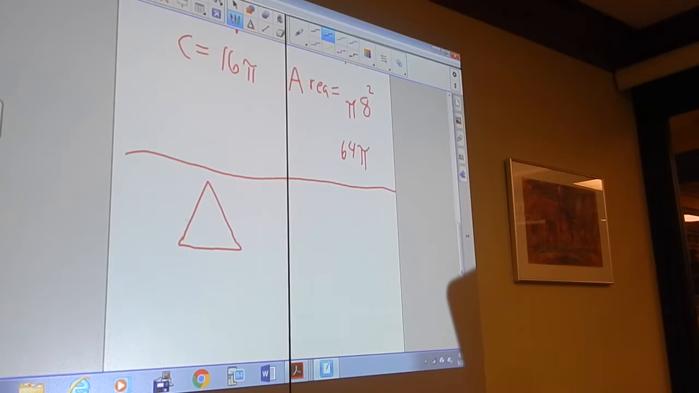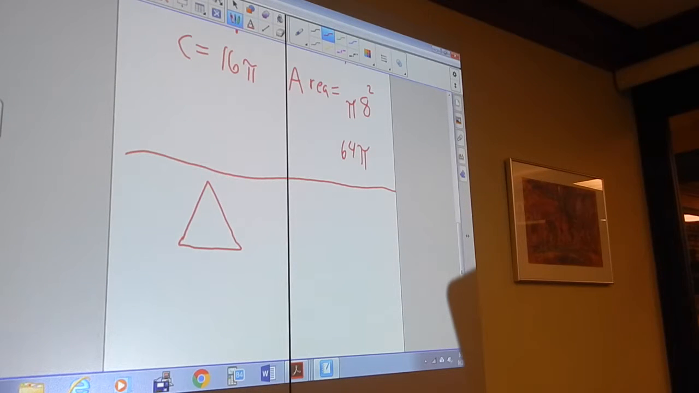Triangles. The basis of trigonometry. Got the word triangle in it. Trigonometry, which is the basis of calculus, which is everything is based off of a triangle. Slope is based off of a triangle. All things are based off of triangles and right angles. And then we're gonna talk about that soon.